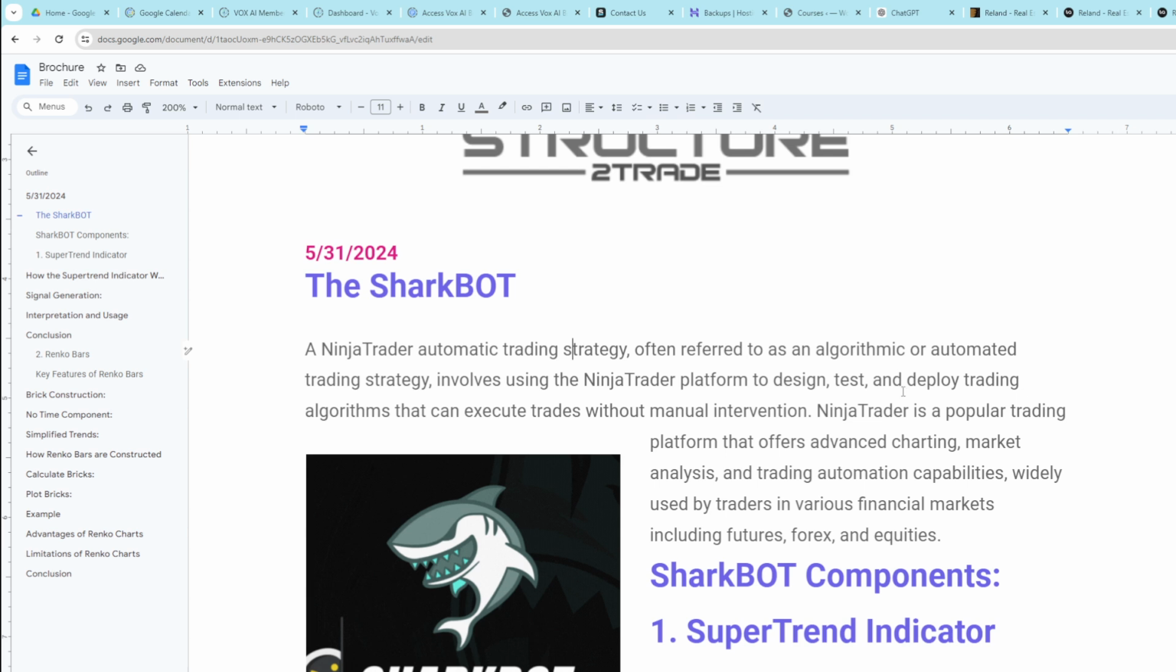It's a NinjaTrader automatic trading strategy, often referred to as an algorithmic and automated trading strategy, involving the NinjaTrader platform to design, test, and deploy trading algorithms that can execute trades without manual intervention. NinjaTrader is a popular trading platform that offers advanced charting, market analysis, and trading automation capabilities, widely used by traders in various financial markets, including Forex, futures, and equities. Depending on your connection to NinjaTrader, you have access to different instruments.